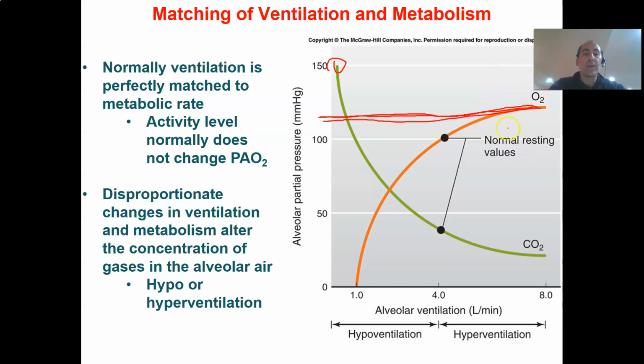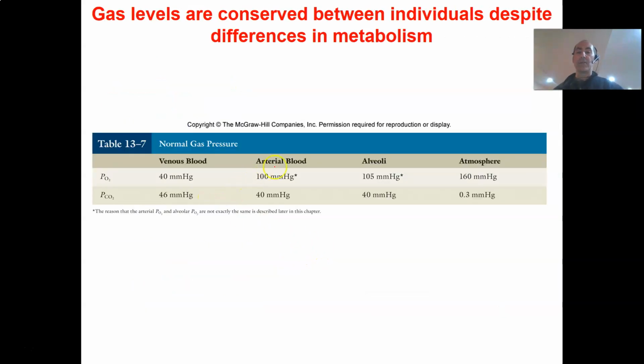So these are the curves. Normal resting values, so this is the peak here, and this is normally where they sit. Usually alveolar O2 pressure is around 100, and normal alveolar CO2 is about 40, which is equilibrated with the partial pressure of arterial blood.